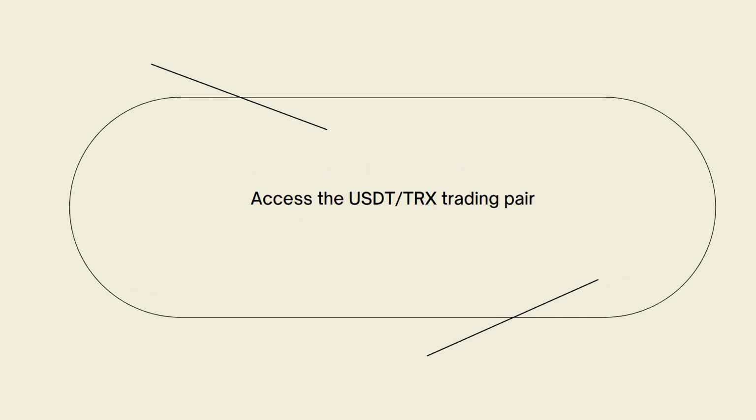Okay, so now access the USDT or TRX trading pair. So once connected to the DEX, locate the USDT or TRX trading pair or the TRX market. On most DEX platforms, you can search for the trading pair or find it in the list of available markets.